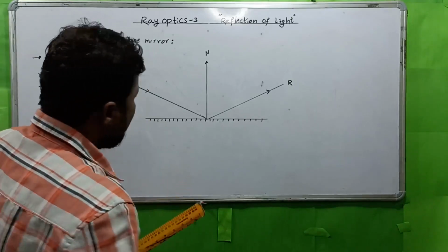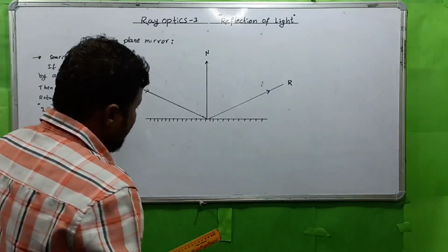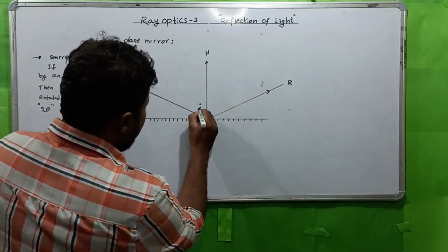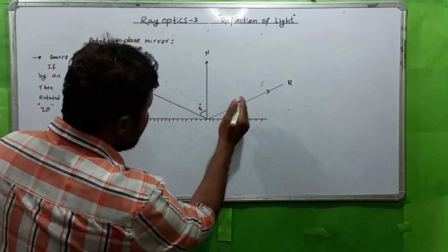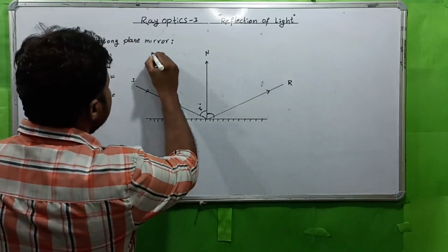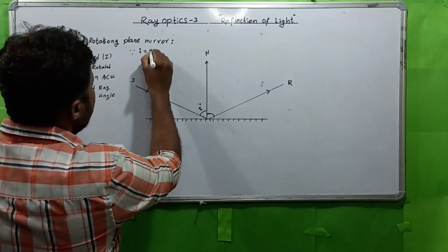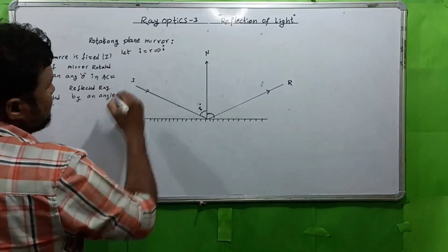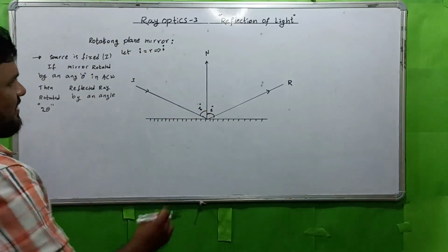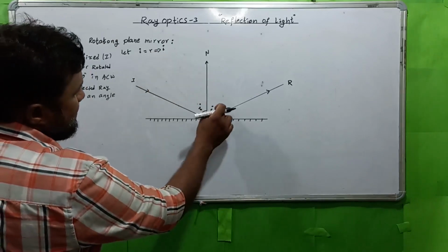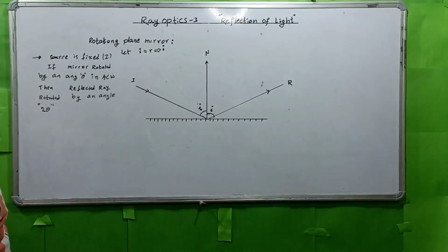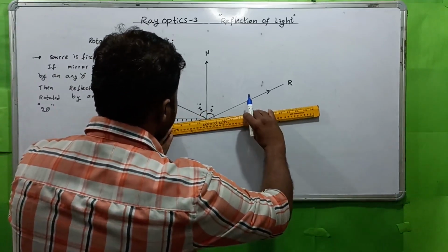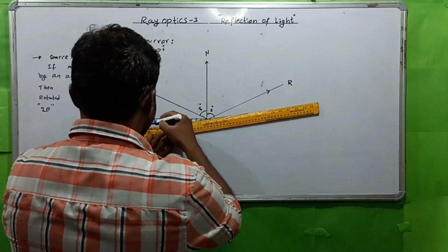Now see, we already know the angle of incidence and reflection remain the same. The angle between the incident ray and the normal is the angle of incidence, I. The angle between the normal and the reflected ray is the angle of reflection, R. Since I is equal to R, let I equal R equal to I. Angle of incidence equals angle of reflection. Suppose I rotate the mirror in the anti-clockwise direction by an angle theta. Please observe very carefully. I rotate it this way.